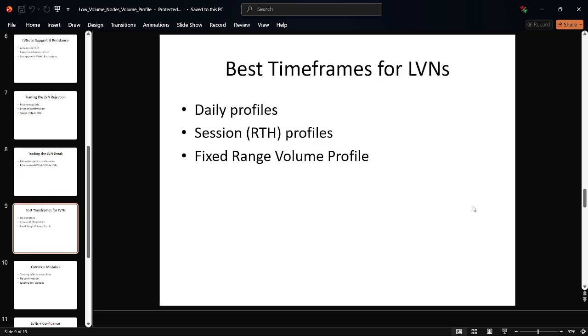So the best time frames for LVNs are going to be daily profiles. I trade the daily profile every single day. I use the previous day profile to find my value area high, value area low, and my point of control. If you haven't already watched that video, go check it out on my other YouTube videos. Then session RTH profiles, 9:30 to 6 p.m., 6 p.m. to 9:30, either way you want to do it. This is going to be specifically for the New York AM session. Or you can use the fixed range volume profile, like I use it. I use all three of these, but the fixed range volume profile is specifically for finding LVNs on certain legs.